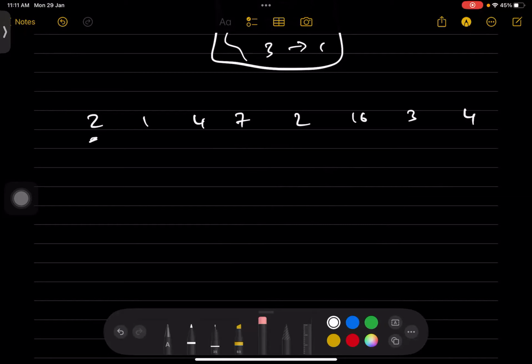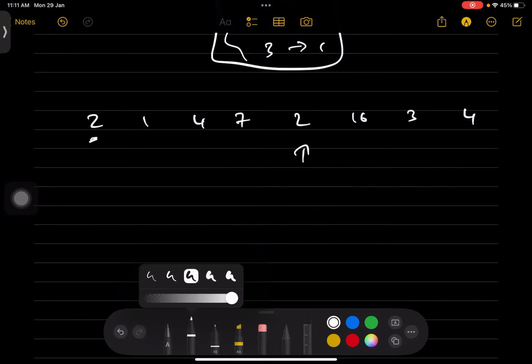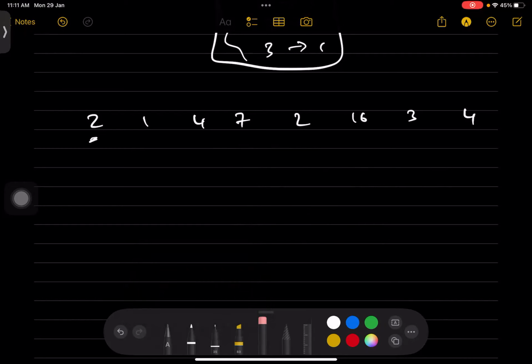So with 7, the maximum possible length will only be 1. Now with 2, again, it's the same thing. It will only be 1, right? Now with 16, what will be the length, right?